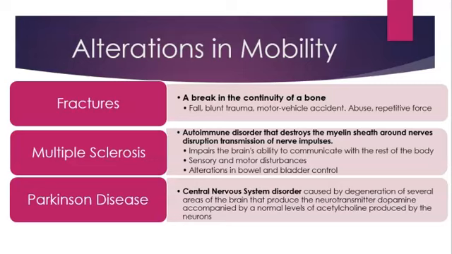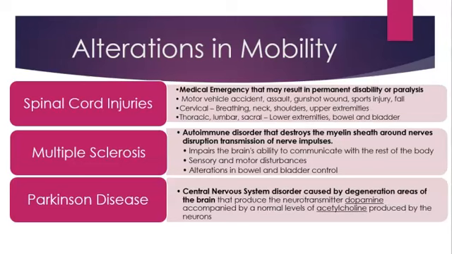Parkinson's disease is a central nervous system disorder that is caused by a degeneration of several areas of the brain that produce the neurotransmitter dopamine, accompanied by normal levels of acetylcholine produced by the neurons. So it is a neurotransmitter. Dopamine is going to stand out for you, as well as acetylcholine, when we talk about these different disease processes such as Parkinson's disease.